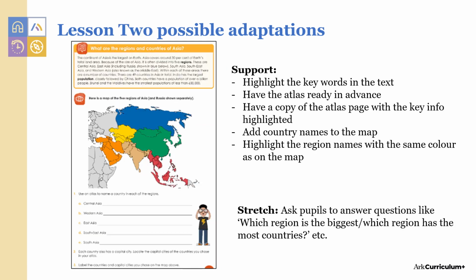Support pupils in lesson 2. You could highlight the keywords in the text. You could have the atlas ready in advance. You could have a copy of the atlas page with the key information highlighted. You could add country names to the map. And you could highlight the region names with the same colour as on the map so pupils know where to look. Stretch pupils by asking them questions such as which region is the biggest or which region has the most countries, etc.